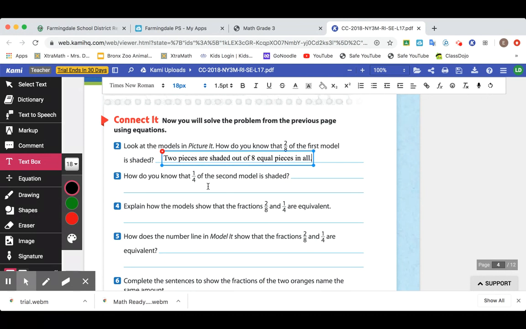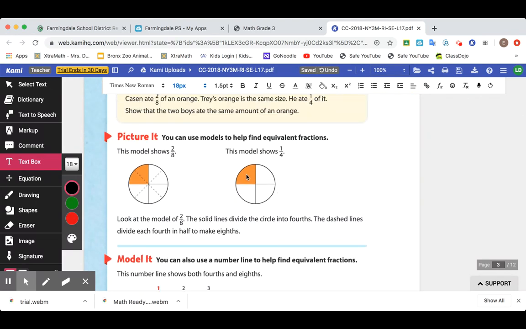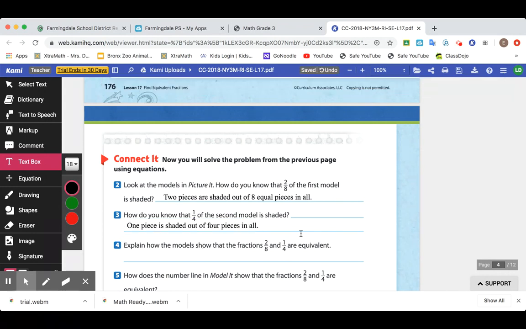Okay, and then it says, how do we know that 1/4 of the second model is shaded? Well, let's look. How many pieces are shaded? Out of how many pieces in all? Yep, so let's write that. I'm just going to come to the second line. So 1 piece is shaded out of 4 pieces in all. Okay, nothing so tricky so far, right? We're really just identifying fractions so far.